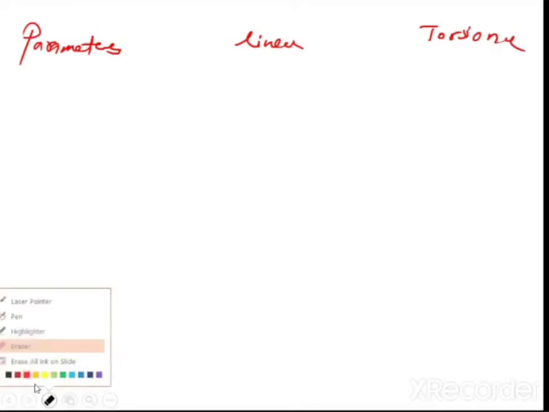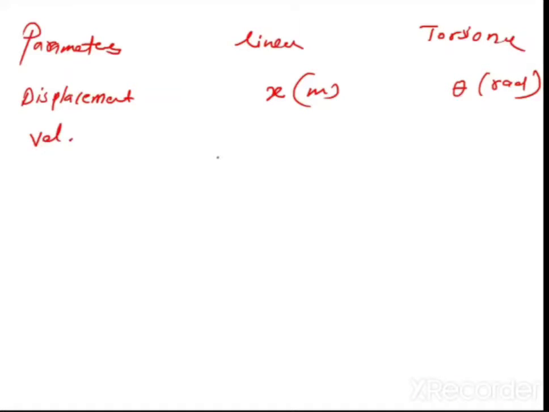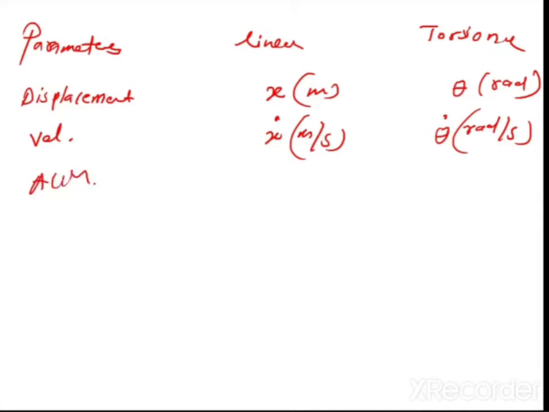Okay. So what is the comparison here? The first parameter is, let us say, displacement. In linear we are taking x, unit is meter. Here we are taking theta, unit is radian. Next is velocity. What is velocity? x dot, meter per second. Here I am taking theta dot, radian per second. Similarly, acceleration: x double dot, meter per second square, and here theta double dot, radian per second square.